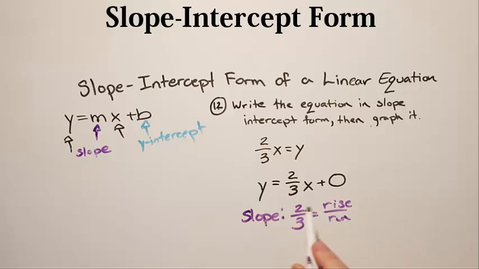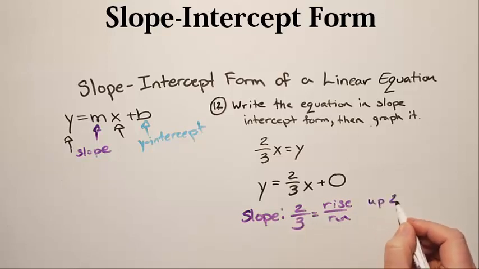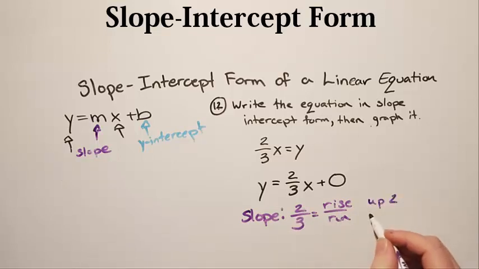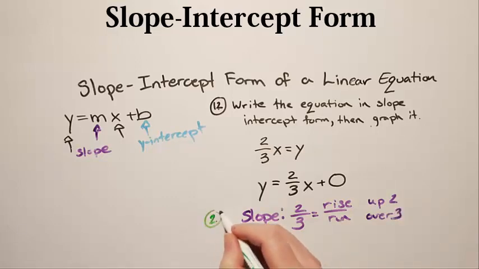So the top number tells me I rise, so I'm going up 2. And the bottom number tells me I'm running, so I'm running over 3. This tells me how I move across the line. So this is my moving.